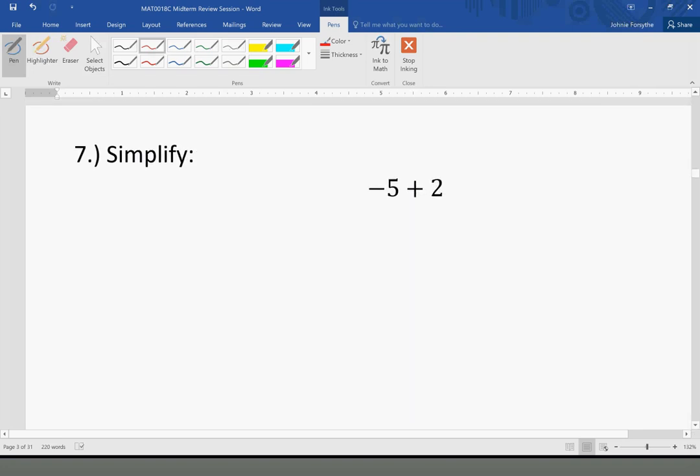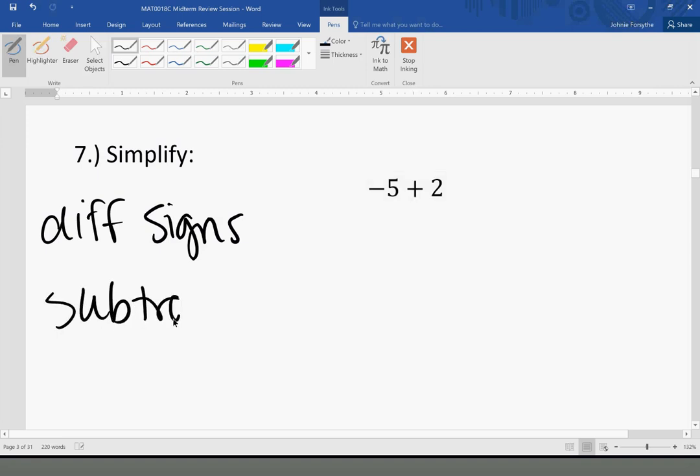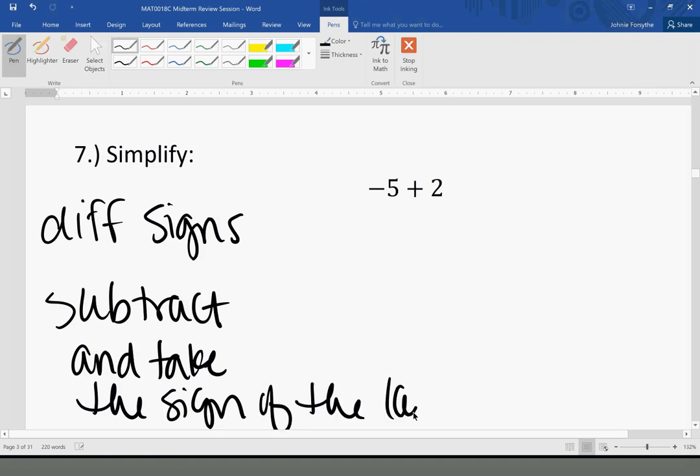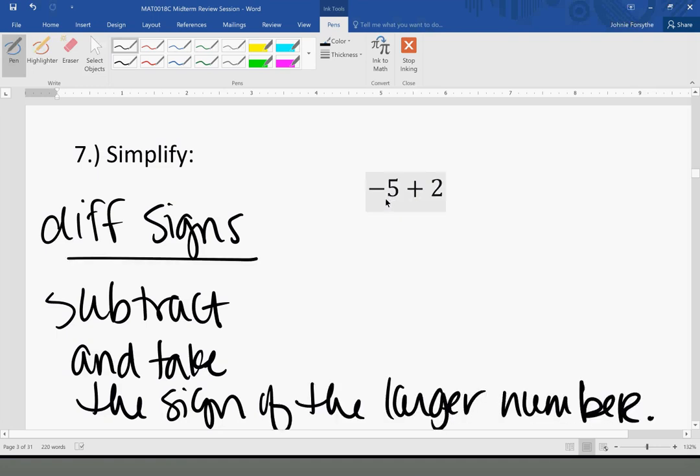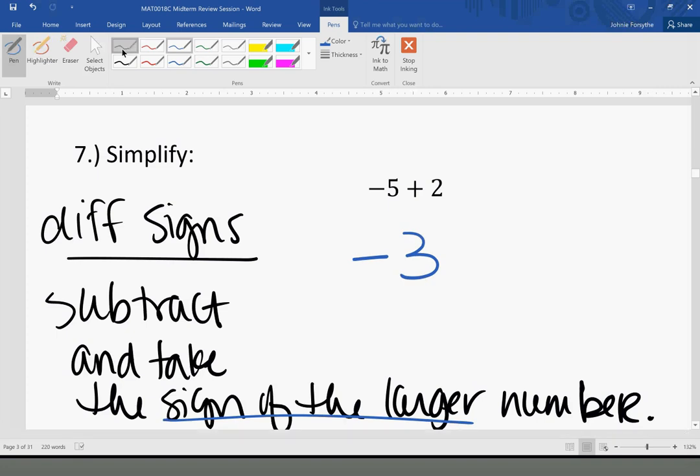Number 7, simplify. So we have -5 plus 2. We have integer rules we can use for this. When you're adding integers, integers are whole numbers that are positive and negative, and they have different signs. This is -5, that's +2. So we're going to subtract and take the sign of the larger number. Okay? So 5 and 2, which is bigger? 5. So we're going to take the sign of the larger number. So the answer is going to be negative. And then we find the difference between 5 and 2. The difference between 5 and 2 is 3.